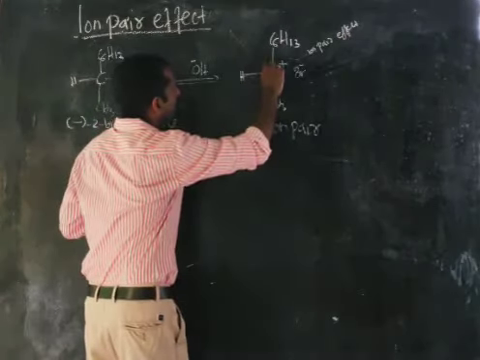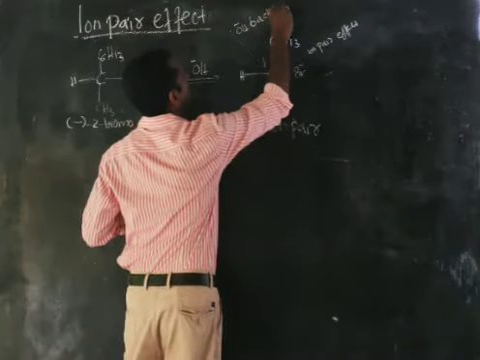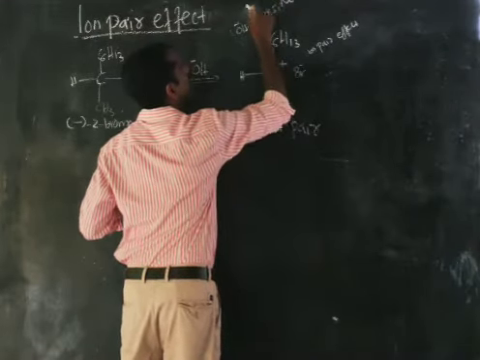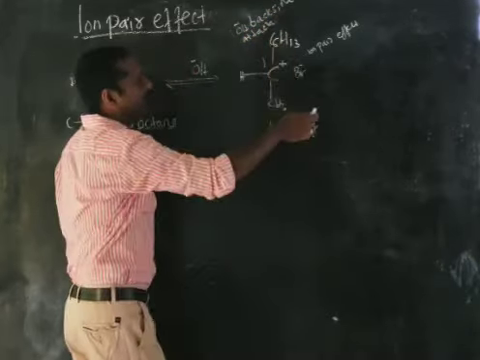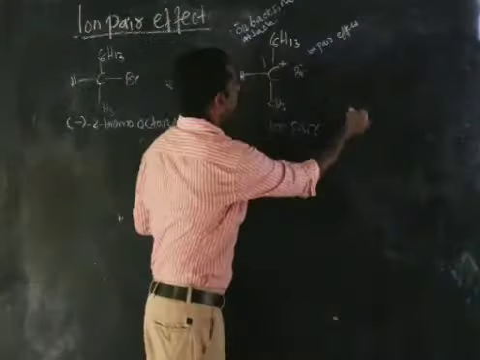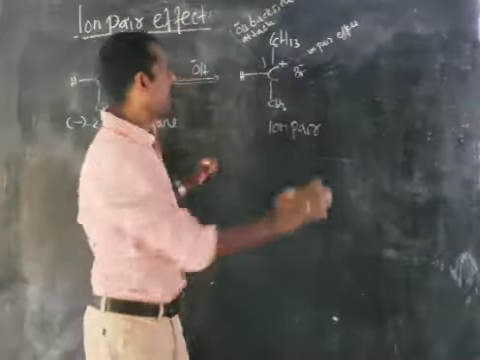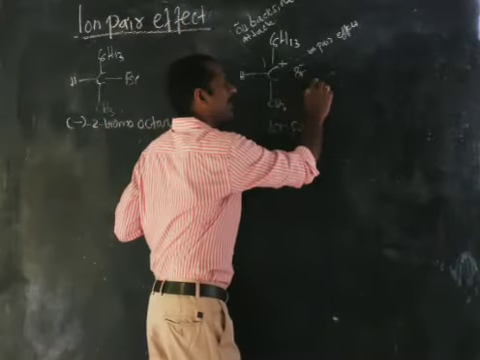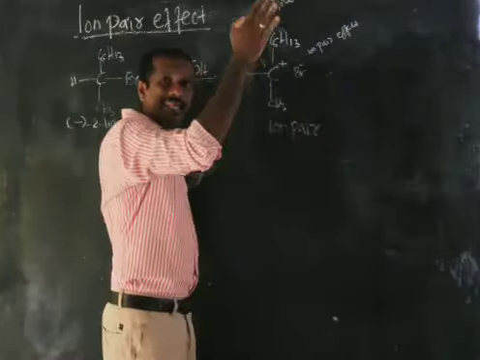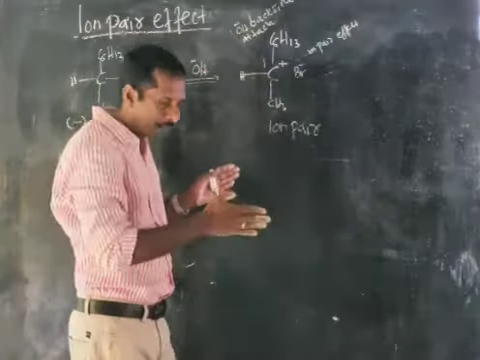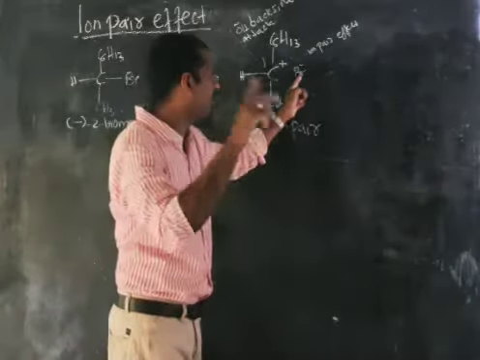Now here, the nucleophile OH minus can attack from the back. That means backside attack is possible, but front side attack is prevented by the departing leaving group. The front side attack of the nucleophile is shielded by the leaving Br minus ion. This is what is called the ion pair effect.